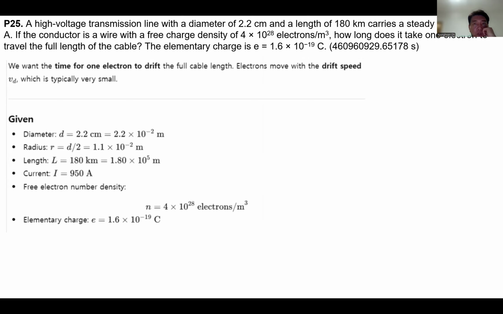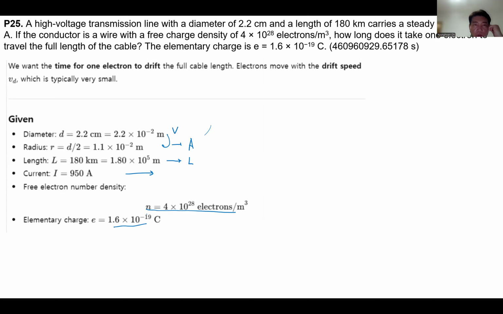So electrons move with a drift speed, okay? This is the thing we need to find out, the drift velocity. So let's try to find out what we have. We have a diameter, so that we have a radius. This will give us an area. The length is given, and the current is given. And the free electron number density is given, and the elemental charge is given like this.